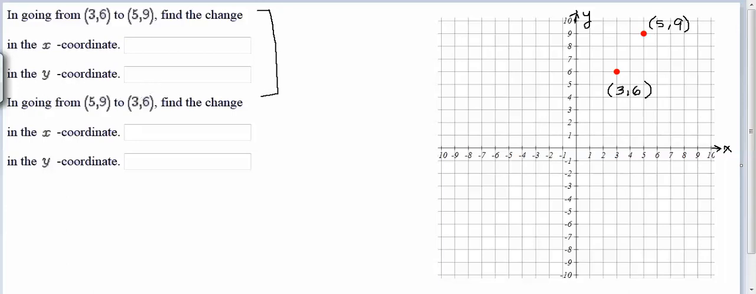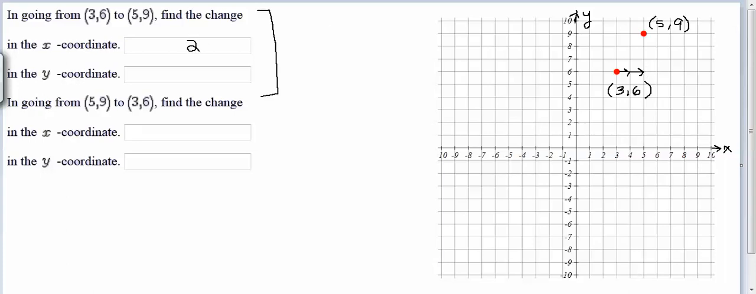flipping the order of the point we start at. But here we are starting at point (3, 6), and we need to move to point (5, 9). So first let's think about how far do we need to move in the x direction. We're going to need to go over 2 steps in the x direction, and that gets us right below the point we're trying to get to. So we don't want to go any further in the x direction. My change in the x direction would be 2.